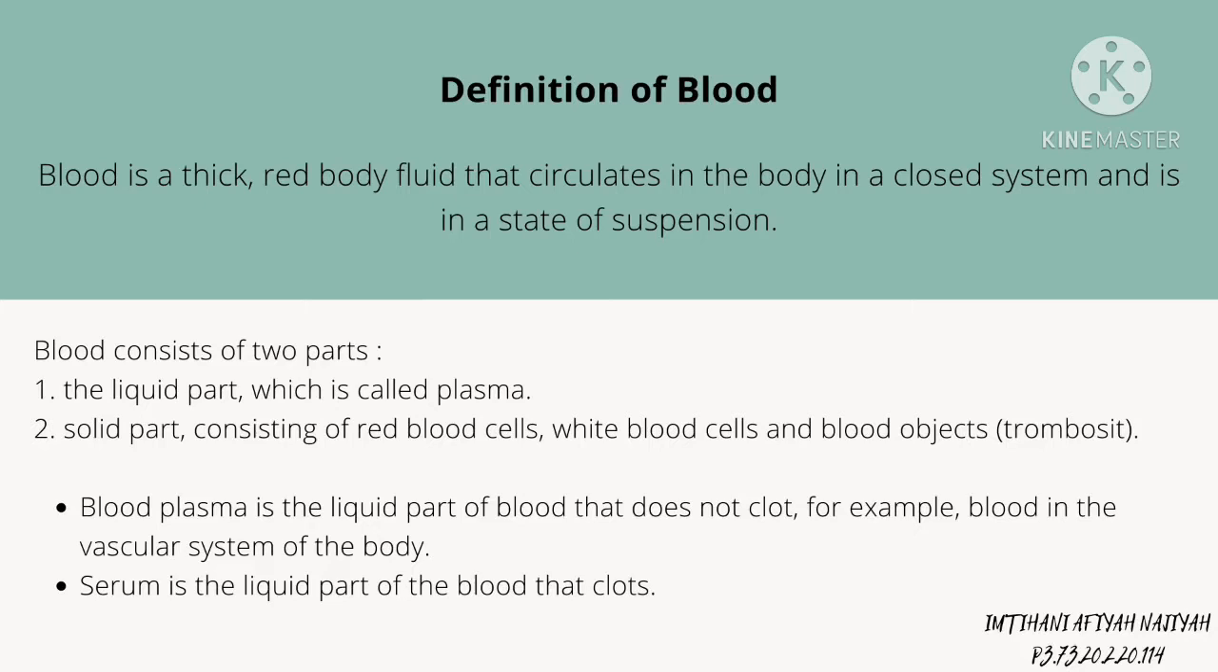Blood plasma is the liquid part of blood that does not clot. For example, blood in the vascular system of the body. Serum is the liquid part of the blood that clots.